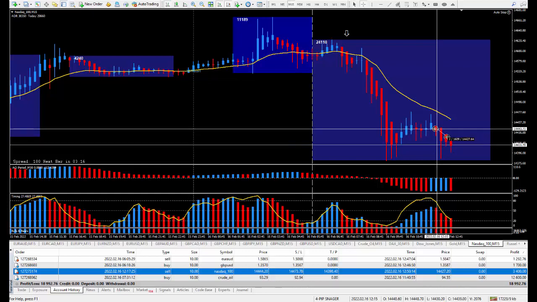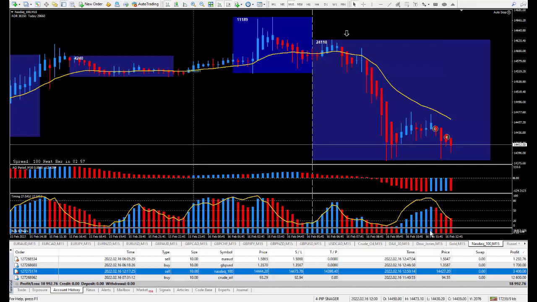Looks like 16. Let's see, should be 17, because for 17 you remove the last 2 digits, so it should be 17 times 2 will be 34 times 10 lots. So it has to be 17, and those 17 ticks paid out $3,400.